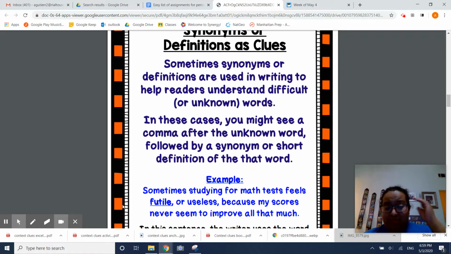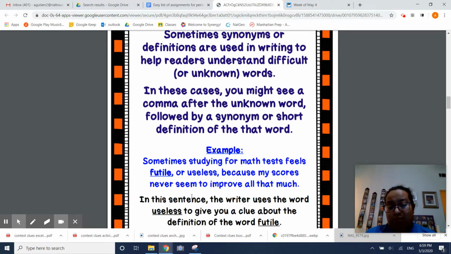Okay, this one I'm sure is easy, right? Futile means useless or not worth it, because this person is saying that no matter how much they study, it is useless, not worth it, because their studying doesn't help.